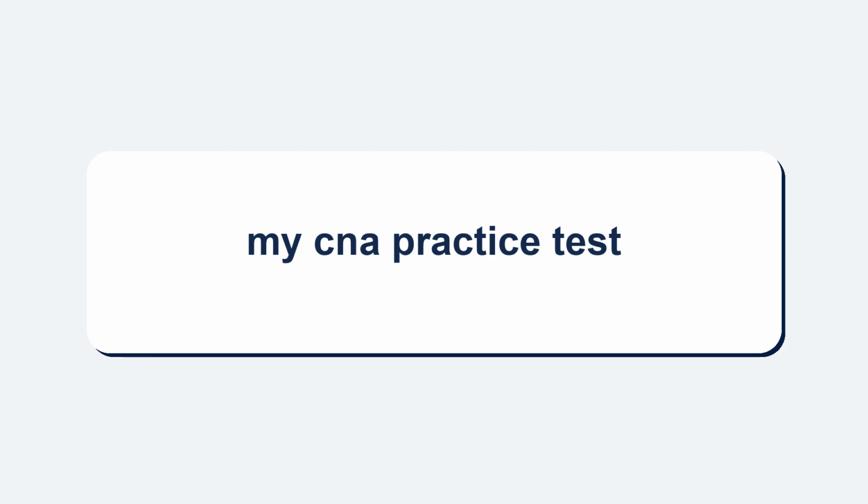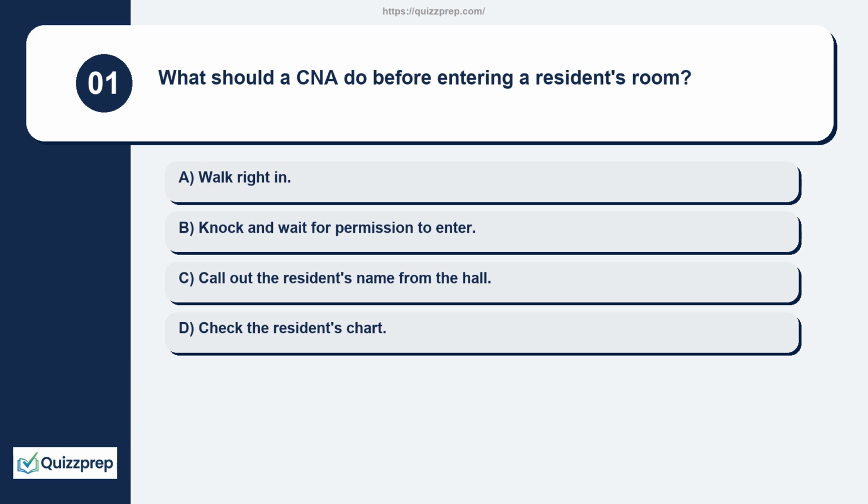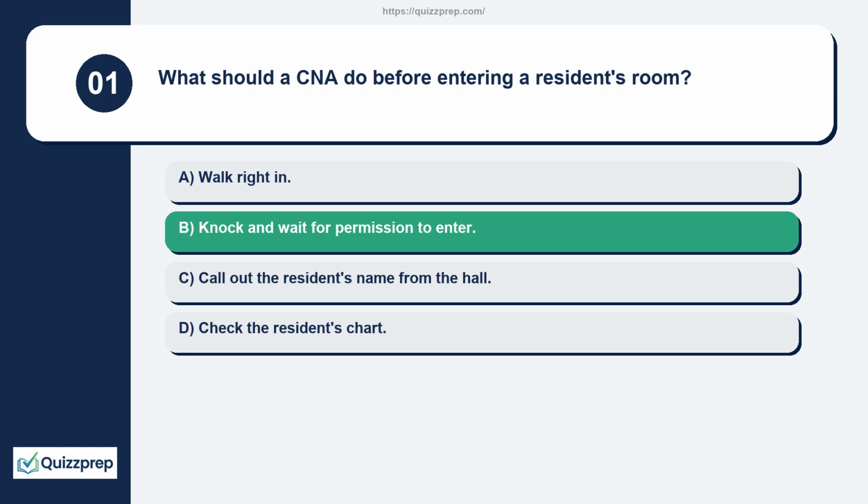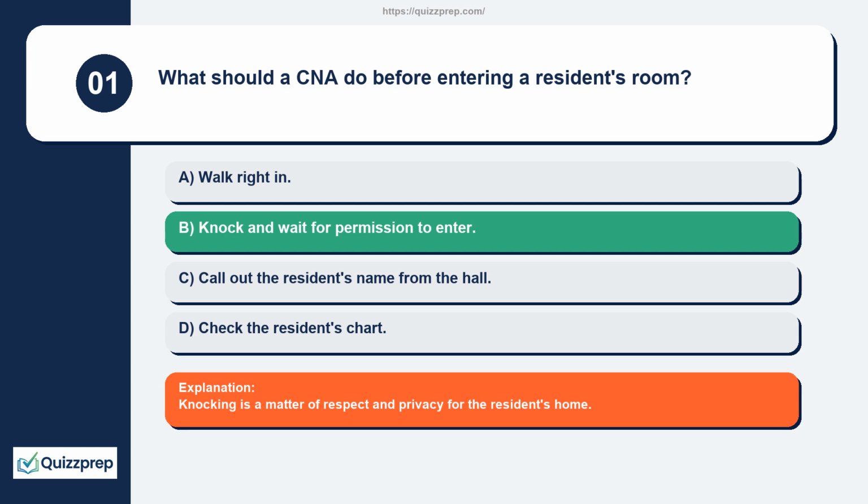My CNA practice test. Question 1. What should a CNA do before entering a resident's room? Walk right in. Knock and wait for permission to enter. Call out the resident's name from the hall. Check the resident's chart. Knocking is a matter of respect and privacy for the resident's home.